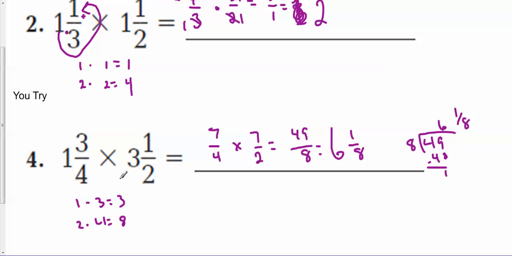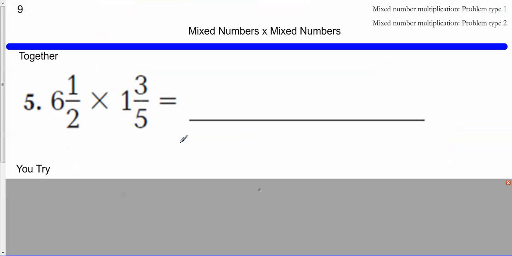So let's check. 1 times 3 is 3. Then I add 1 to my whole numbers. 2 times 4 is 8. Is 6 1/8 in between 3 and 8? Sure is. So I know I have a pretty good chance that I'm correct. All right, let's turn the page.